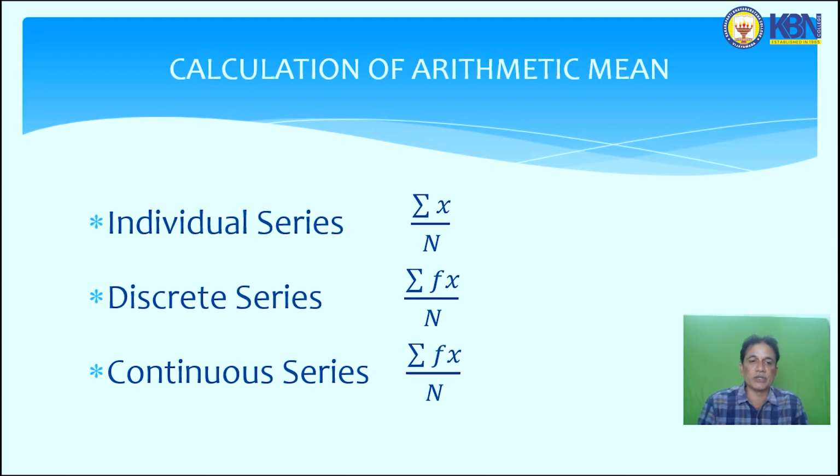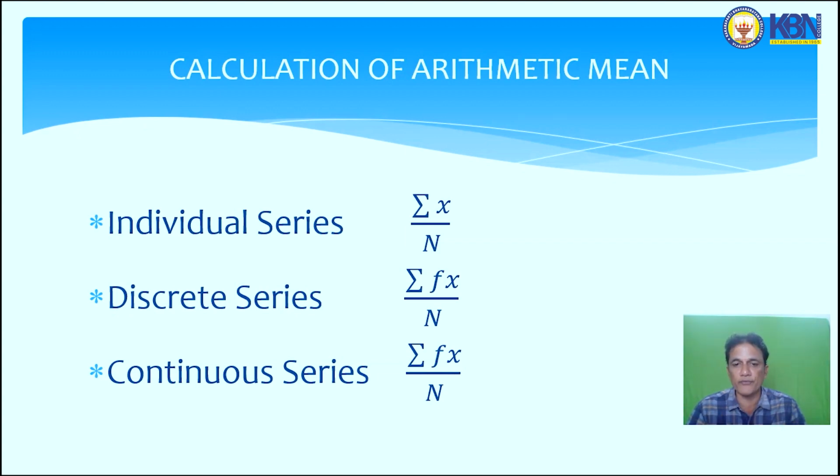Coming to continuous series, first of all we calculate the mid value of the data. Then we use the same formula, sigma f x by n, which is used while calculating arithmetic mean in discrete series. Same formula applies in continuous series, but with a little variation. We find the mid value of the class interval, multiply it with the frequency, and then divide the sum by the sum of the frequencies.